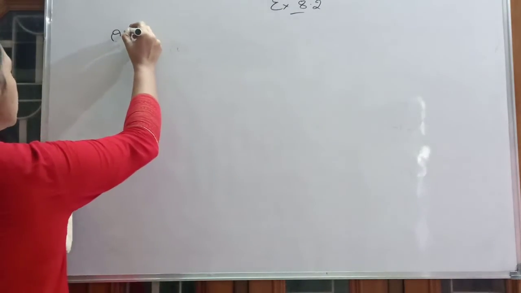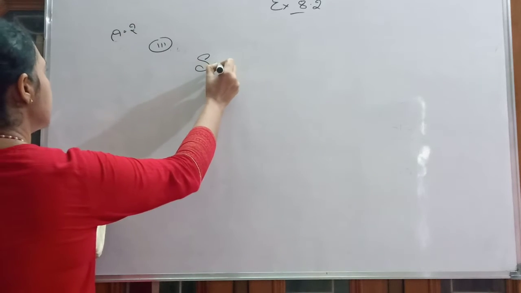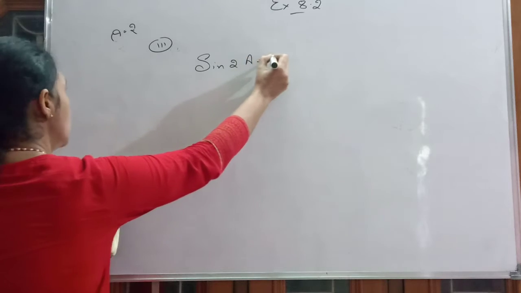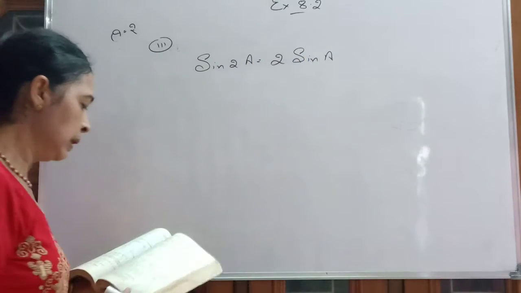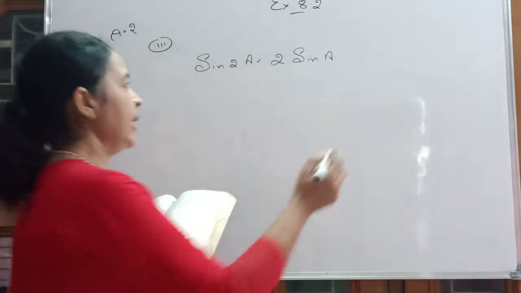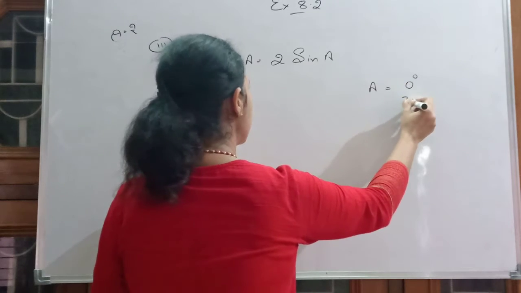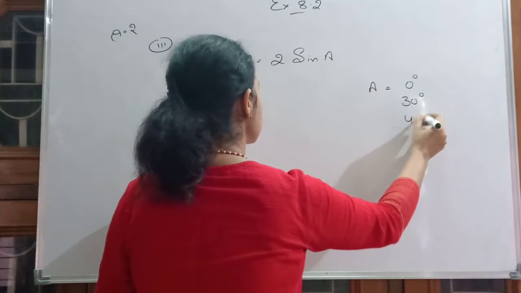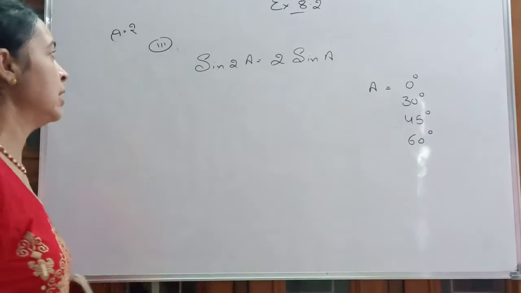Question number 2, part 3. Sin 2A equals to 2 sin A. Options are given that sin 2A equals to 2 sin A when A is, we have 4 options, 0 degree, 30 degrees, 45 degrees or 60 degrees. Let's check all these values.